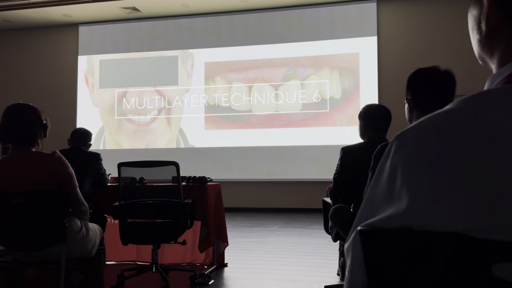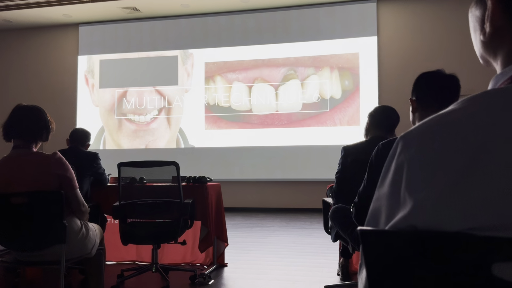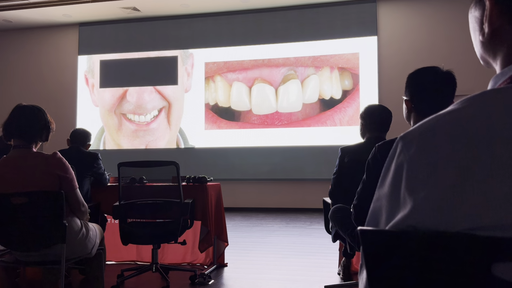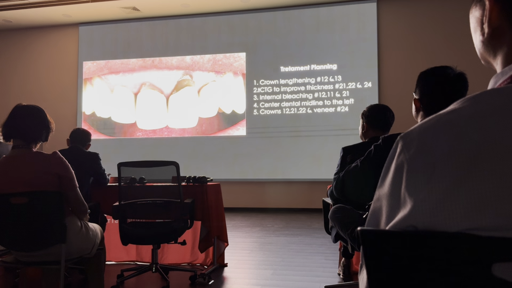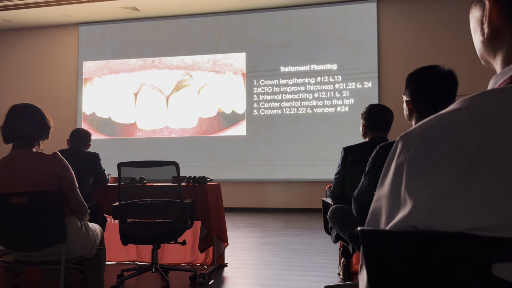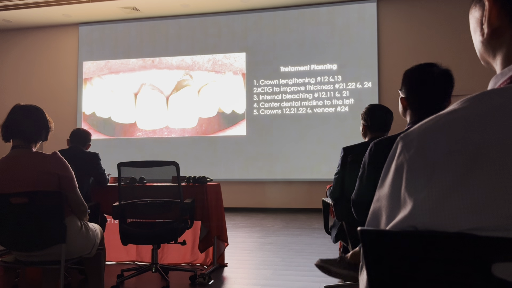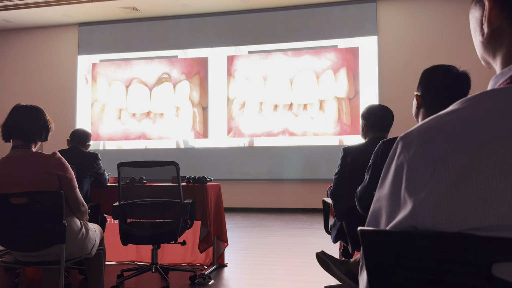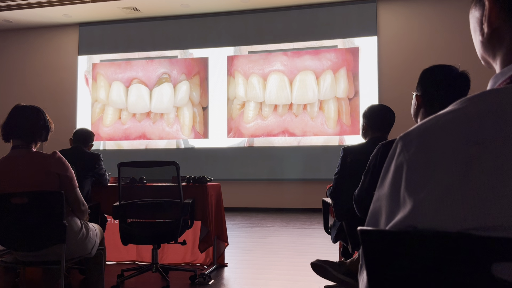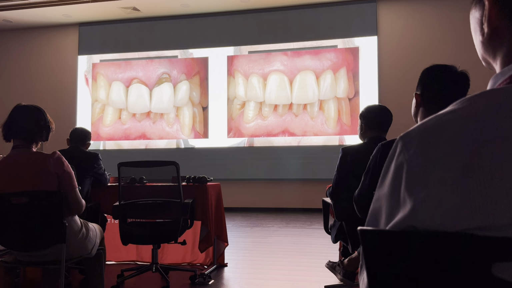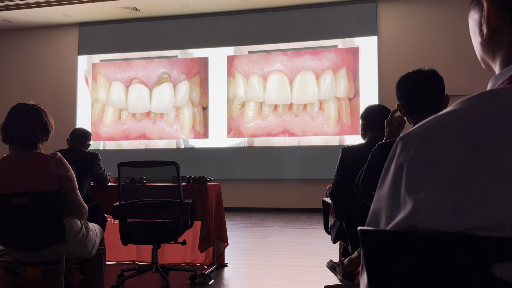Okay. So let me show you different cases. The case that I did a long time ago, and I finished in one job. He has a canine, his first premolar. He has an implant and the canine is included. So we center the midline, crown lengthening, connective tissue graft, and do crowns and veneers.